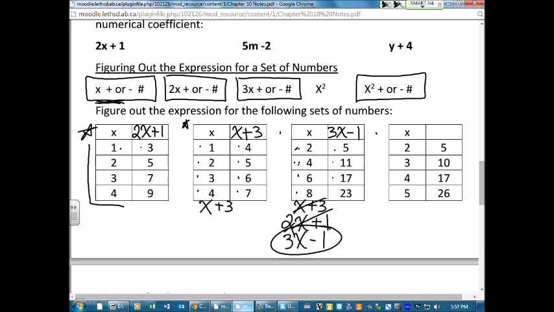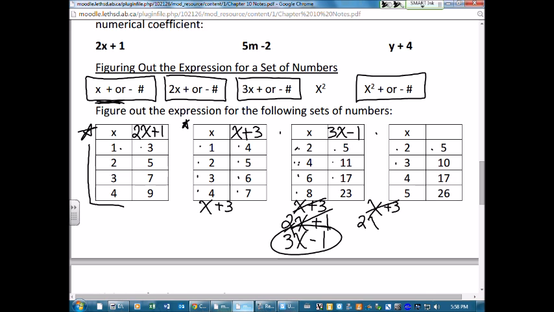Again, I'm going to try x all by itself. So if x is 2, I'd have to add 3 to it to get to 5. So x plus 3. Okay. If x is 3 and I add 3 to it, that's 6, not 10. That means this one's out.